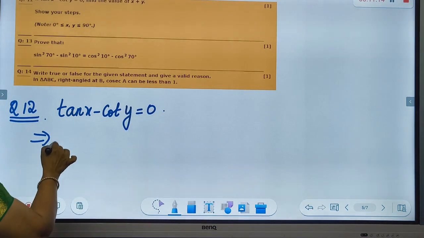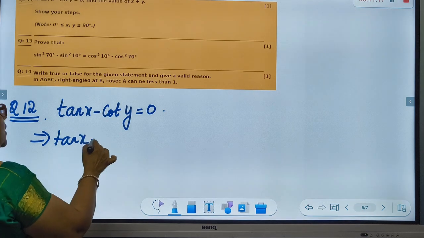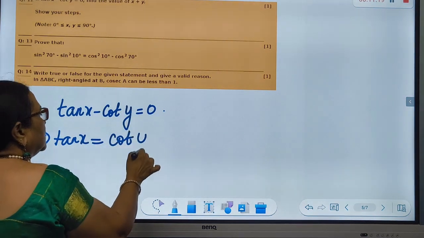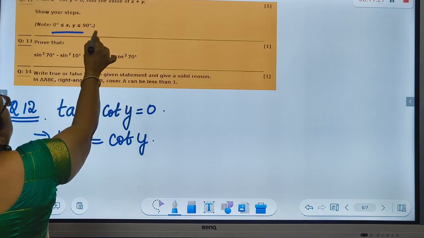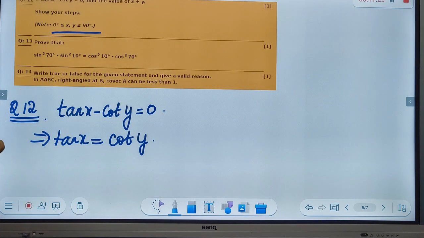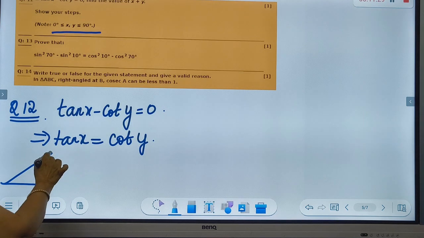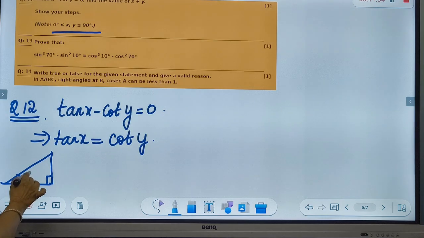This implies tan x equal to cot y. So we are dealing with 0 less than or equal to x, y less than or equal to 90. In a right angle triangle, that means we are dealing with the first quadrant. If this is 90, if this is theta, this will be 90 minus theta.